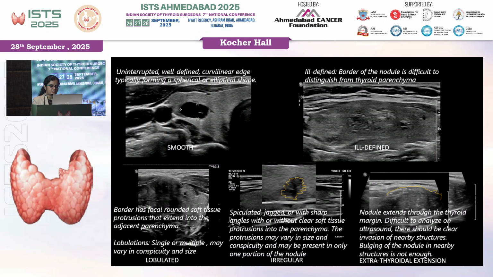In this section of margins, ETE is something which gets 3 points, and it is very important to correctly assign ETE because it gets a very high score and we don't want to again do unnecessary biopsy. So if a thyroid nodule is just abutting the capsule, then you can mention it, but unless there is clear-cut invasion into the adjoining parenchyma, we will not call it as ETE, because at times ETE assessment is a little difficult on ultrasound. So just bulging into the adjoining structure is not equivalent to ETE.